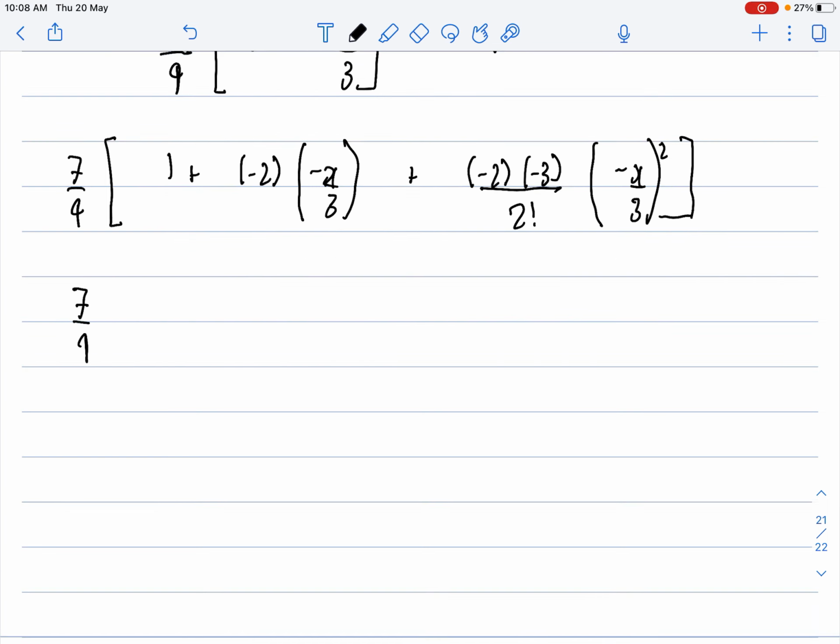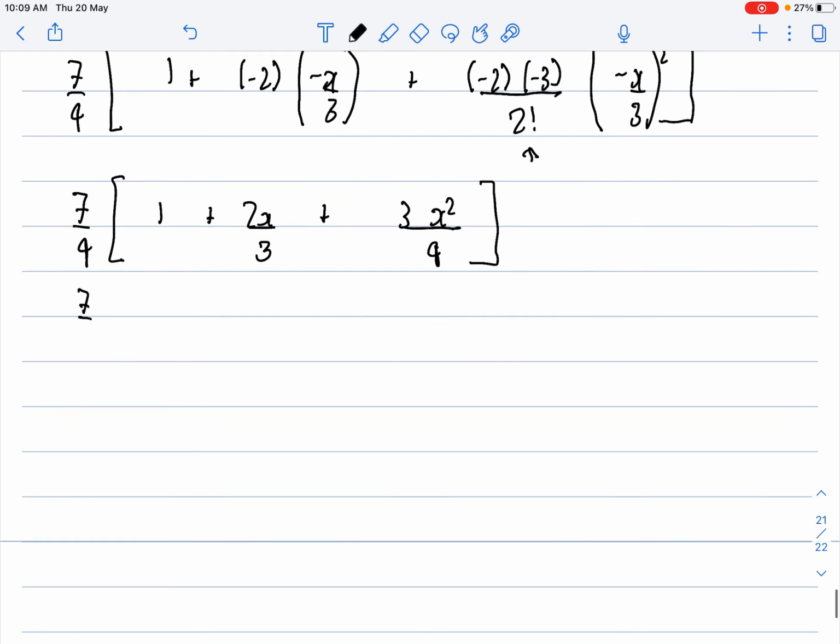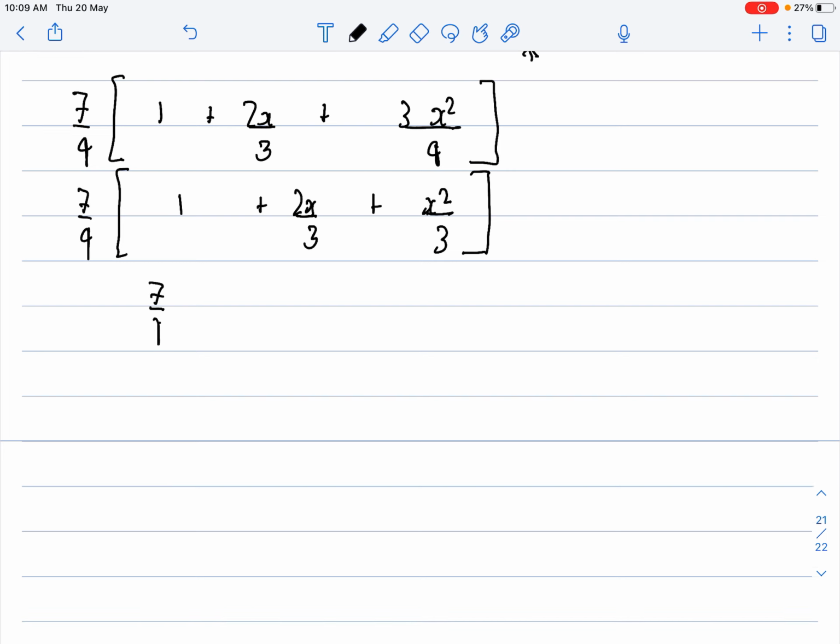So now I can basically write this as 7 over 9 with 1 plus 2x over 3 plus, you can simply solve this on the calculator. So that's basically 6 over 2, which will give you 3, because minus 3 into minus 2 gives you 6. 6 over 2 factorial gives you 3. So this is 3 into x square over 9. So I can basically write this as 7 over 9 multiplied by 1 plus 2x by 3 plus x square by 3. Now I can take 7 over 9 inside to get 7 over 9 plus 7 over 9 into 2 over 3, to simply get 14 by 27 x plus 7 over 9 into 1 over 3, which gives you 7 over 27 x square.